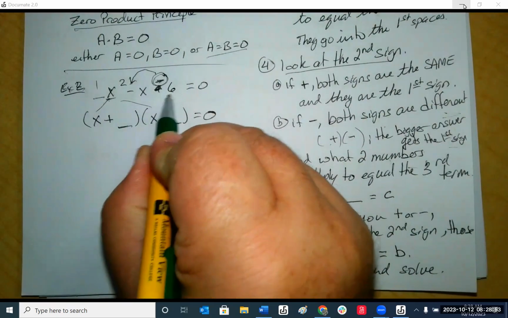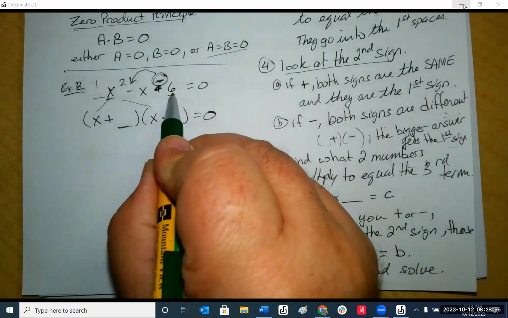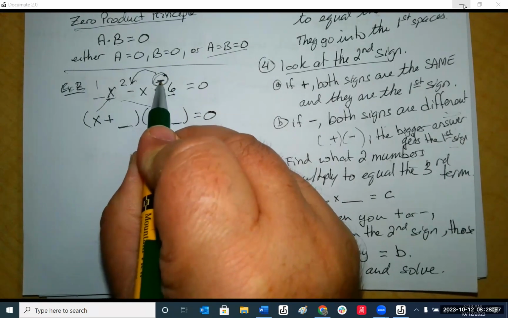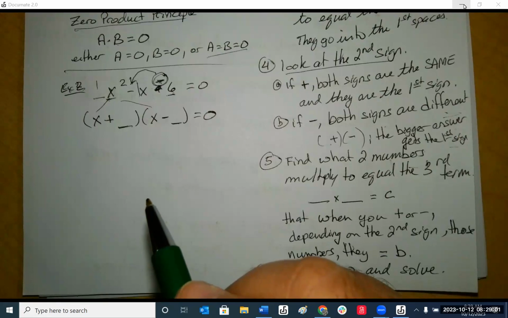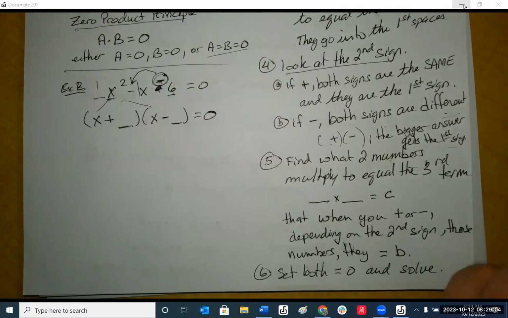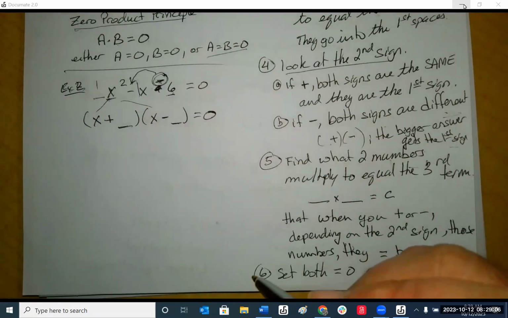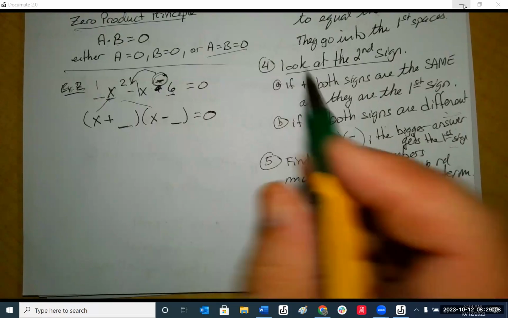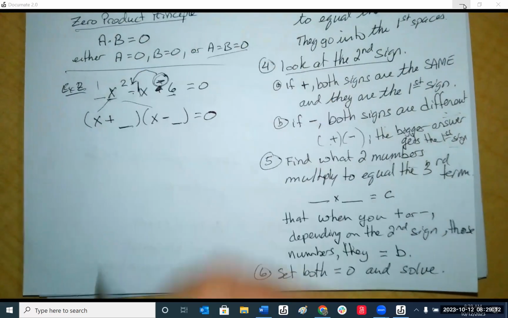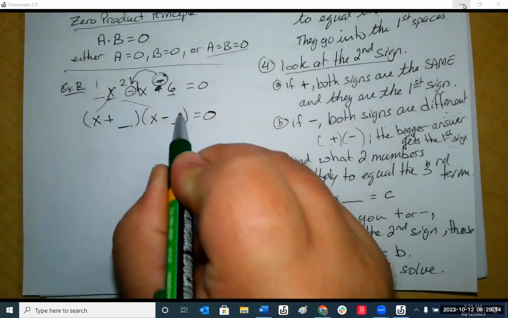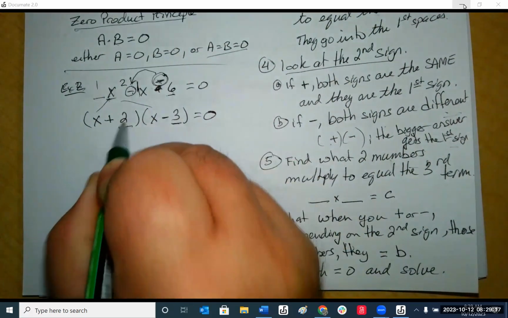So now we look at the last number. What times what equals 6? When we subtract them, we get 1. What two numbers equal 6 when you multiply them? 3 and 2. And when you subtract them, you get 1. So that means the 3 goes here and the 2 goes there.